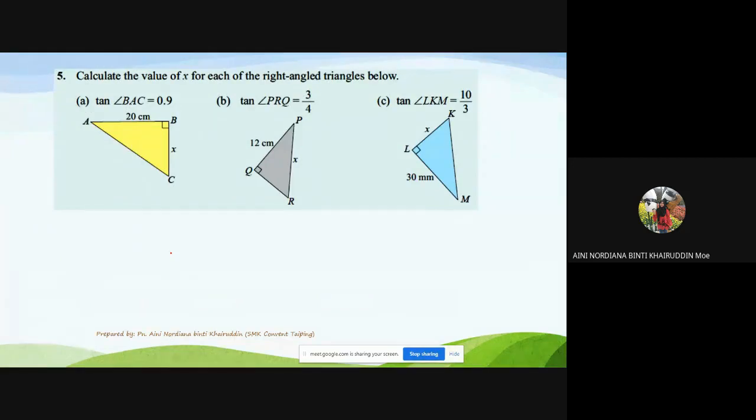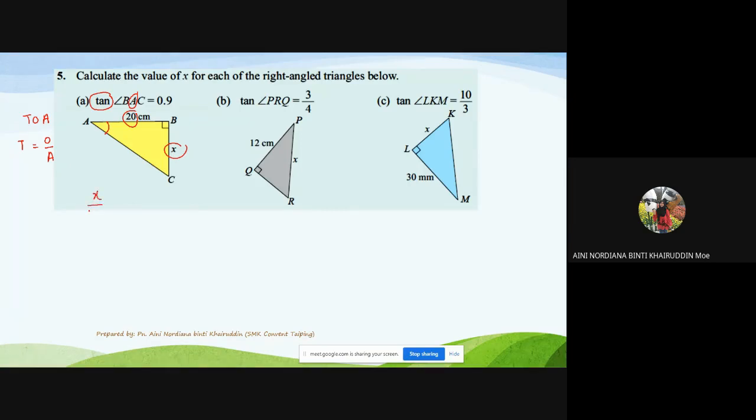For question number 5, same as previous, but now is tangent. Tangent is TOA, opposite over adjacent. So look at the letter in the middle. So mark the angle first, A. So the opposite is x and the adjacent is 20.